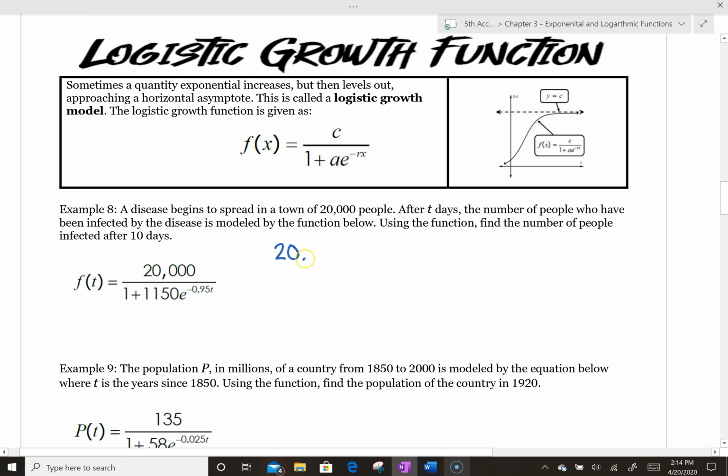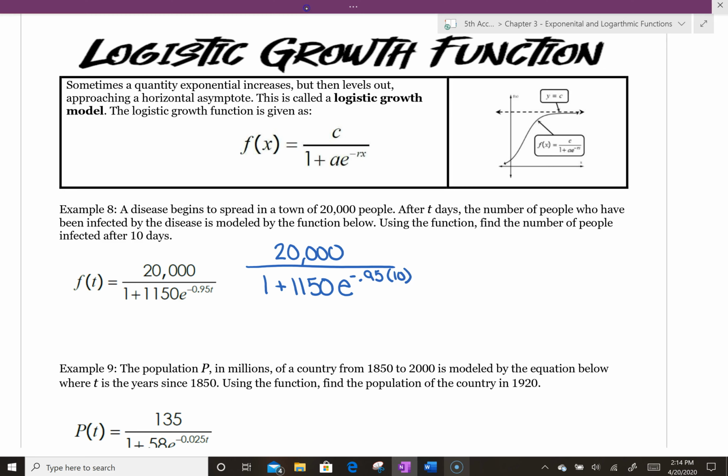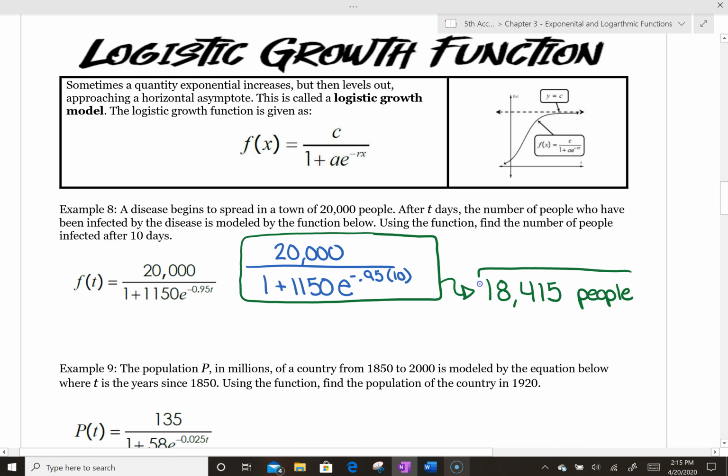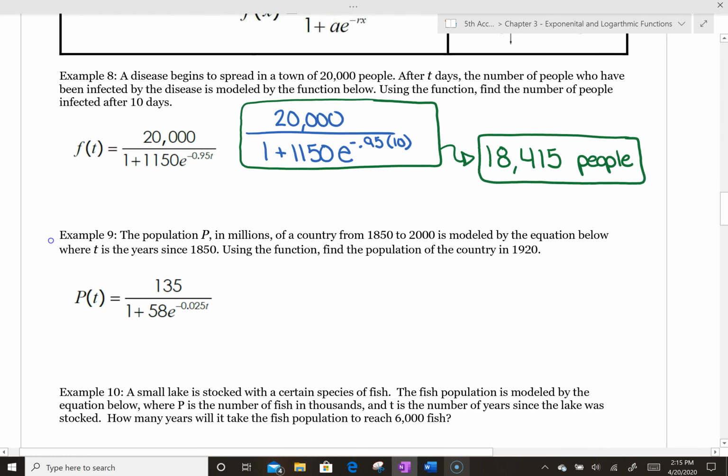So we're going to have our 20,000 over 1 plus 1150 E to the negative 0.95, and then our time is 10, so we just have to plug that in. So you just need to very carefully type this into your calculator, and you should get approximately 18,415 people. Okay, try not to take my word for it. Please practice typing it into your calculator so that you know when you go and do these problems that you would be getting it right.